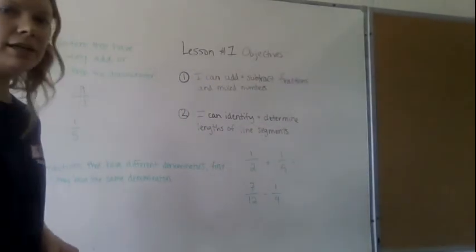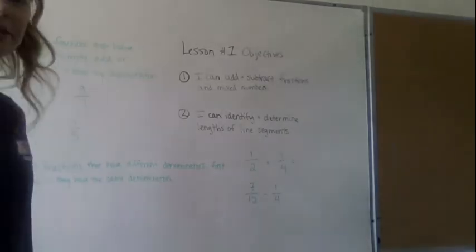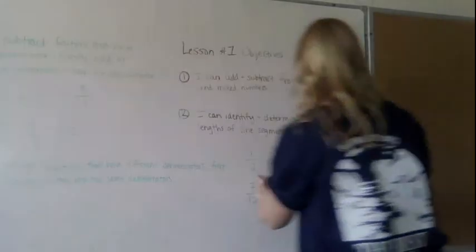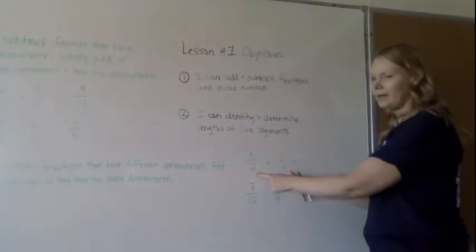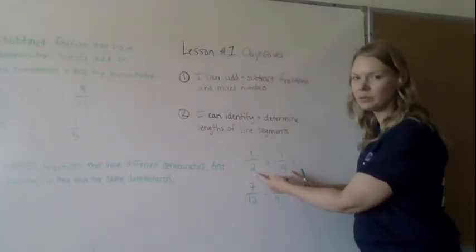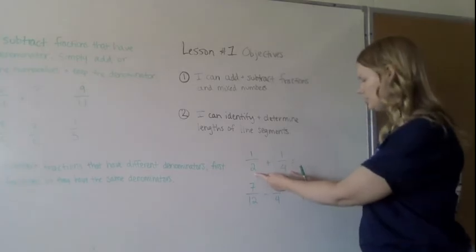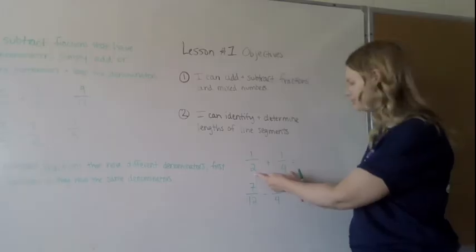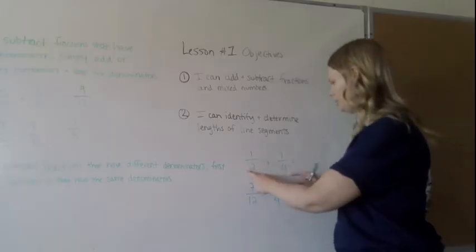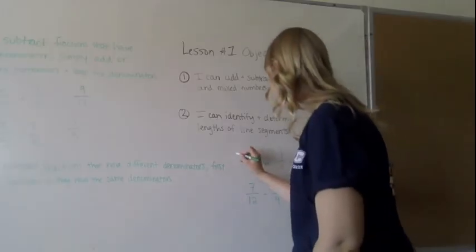So the first one is 1/2 plus 1/4. Okay, so again, different denominators. And so we're going to need to rewrite at least one of these fractions so that the denominators are the same. And so I'm going to rewrite the 1/2.